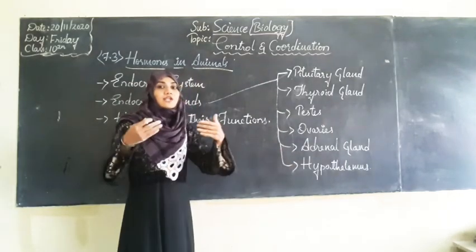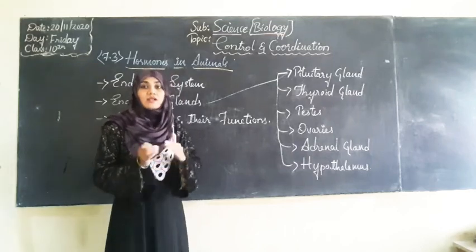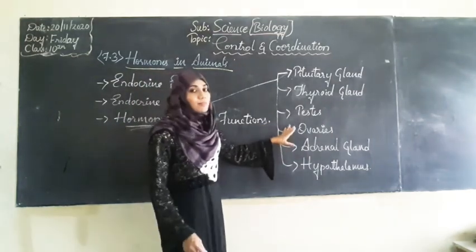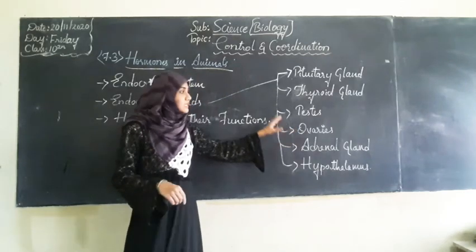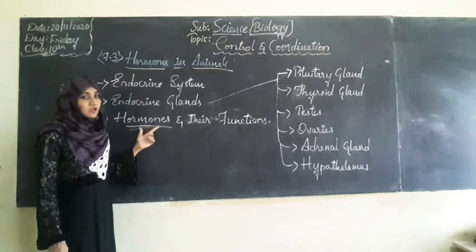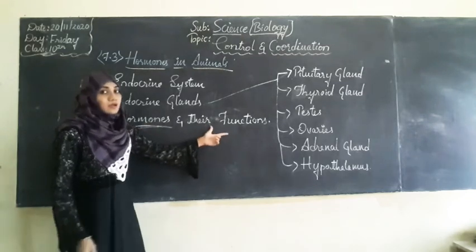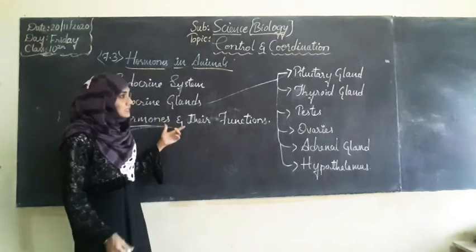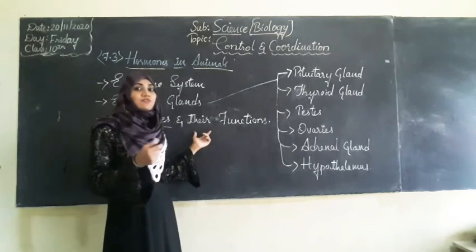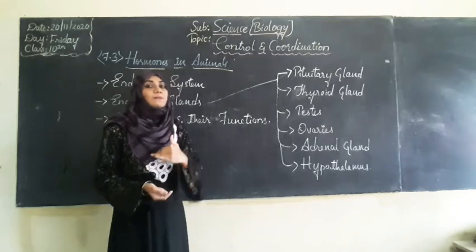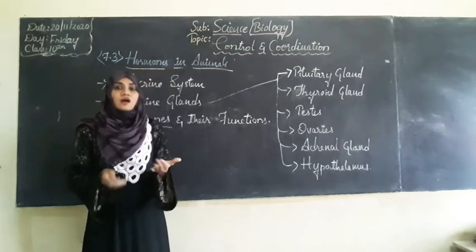Endo means inside, exo means outside. So these glands are present inside our body. These glands secrete their different hormones, and these hormones are secreted at the right time, and they perform their function which later helps us to do our work accordingly.